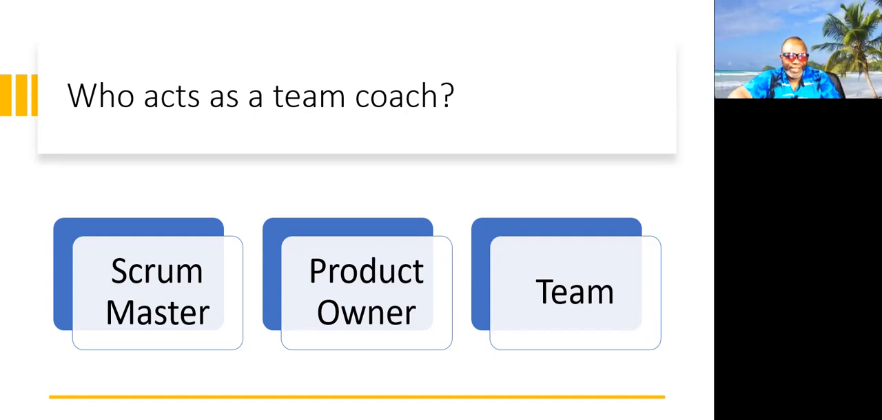All right, 3, 2, and 1. So who acts as a team coach? Well, you probably figured it out. That's the Scrum Master. The Scrum Master coaches a team to excellence. Great job. Here's your next one.